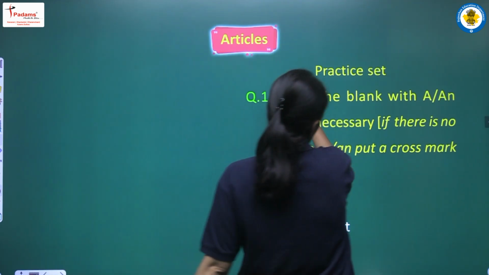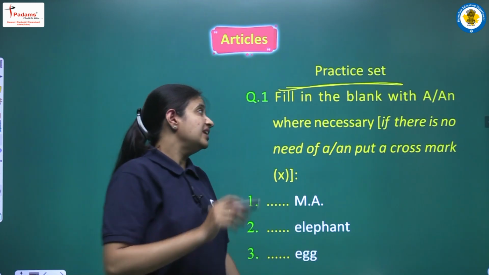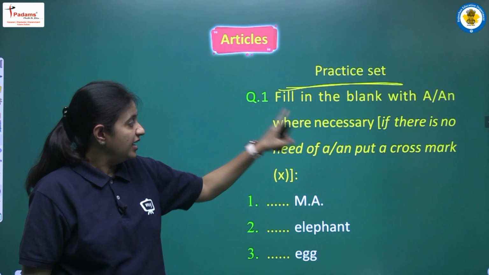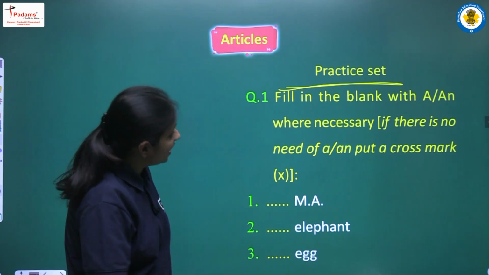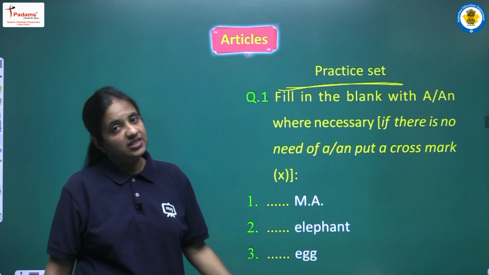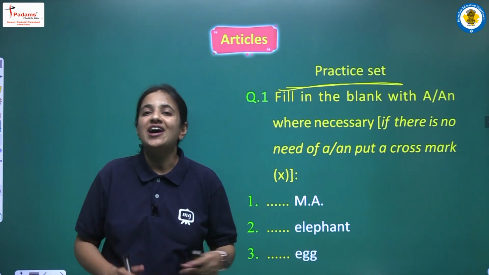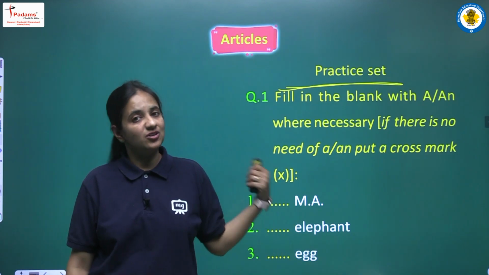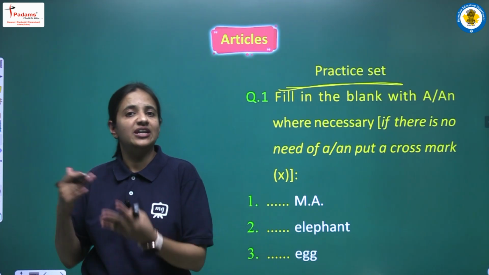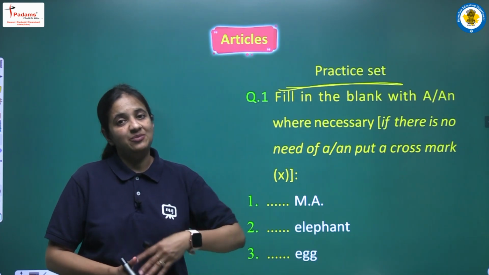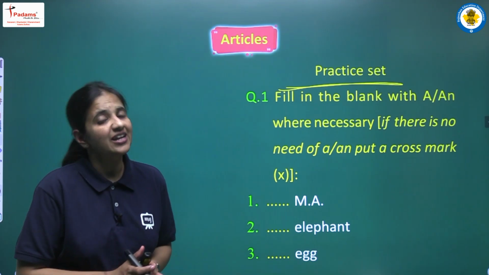Let's see the question that we have here. Fill in the blank with A or AN where necessary. If there is no need of A or AN, then put a cross mark. This is the practice set for all of us, and I am sure you are ready to solve it, because we have discussed all the rules, all the uses, and seen so many examples.